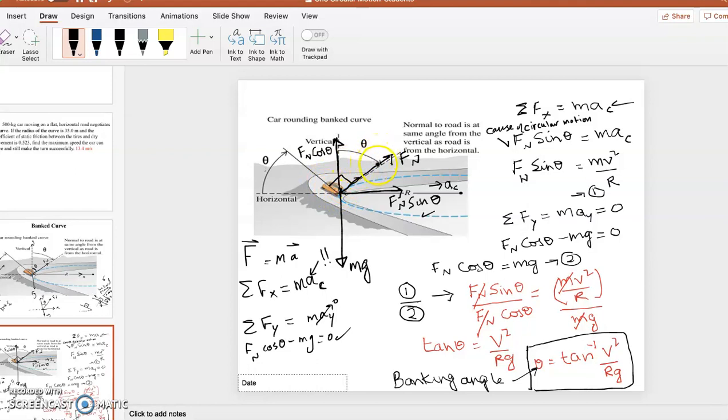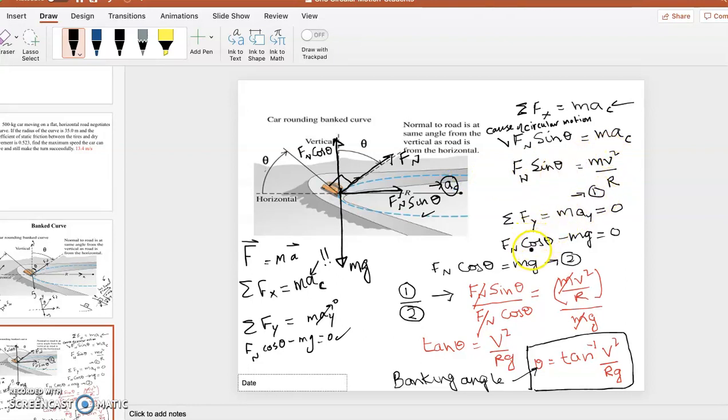And in this example, or actually in the banked curves, the main difference is that here the Fn is not on the y-axis, it's at an angle with respect to the y, so it has components. This is the y component and this is the x component. The y component is equal to the gravitational force, and the x component is the cause of the motion. It's in the same direction as the centripetal force, which is mv squared over r.